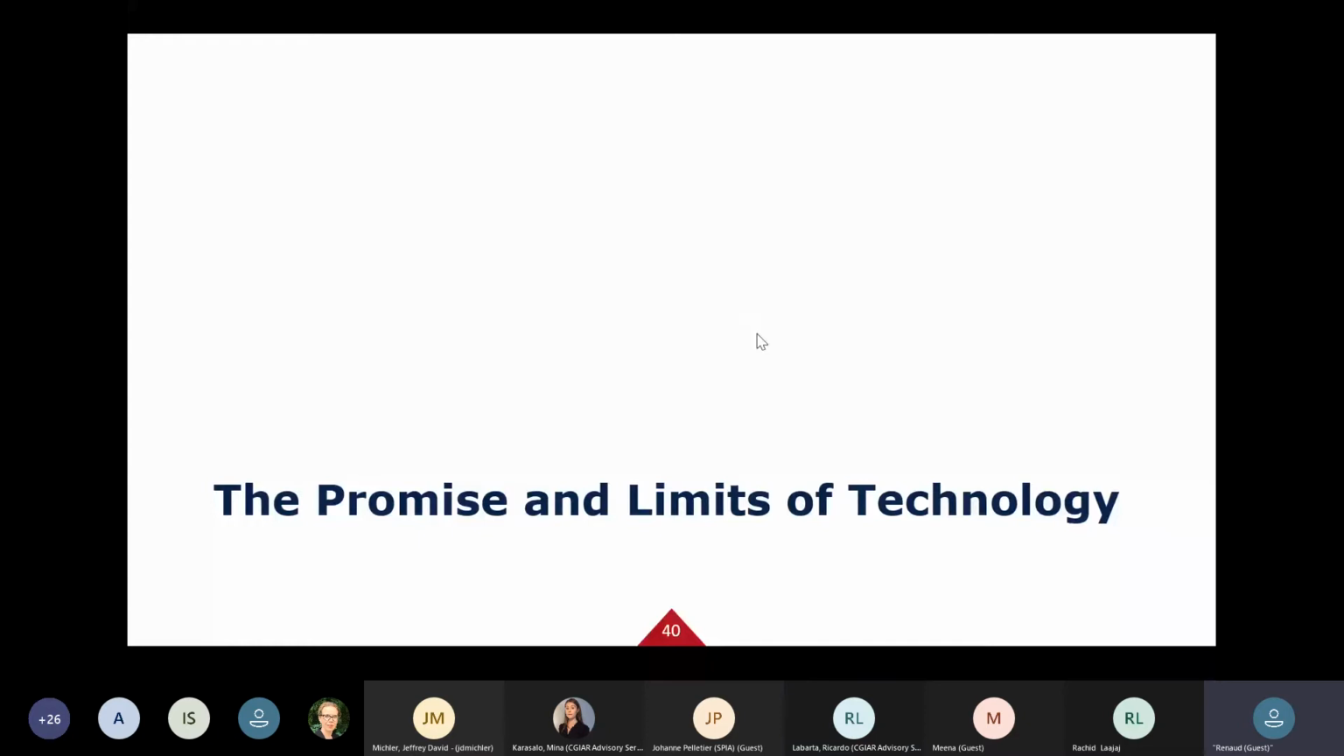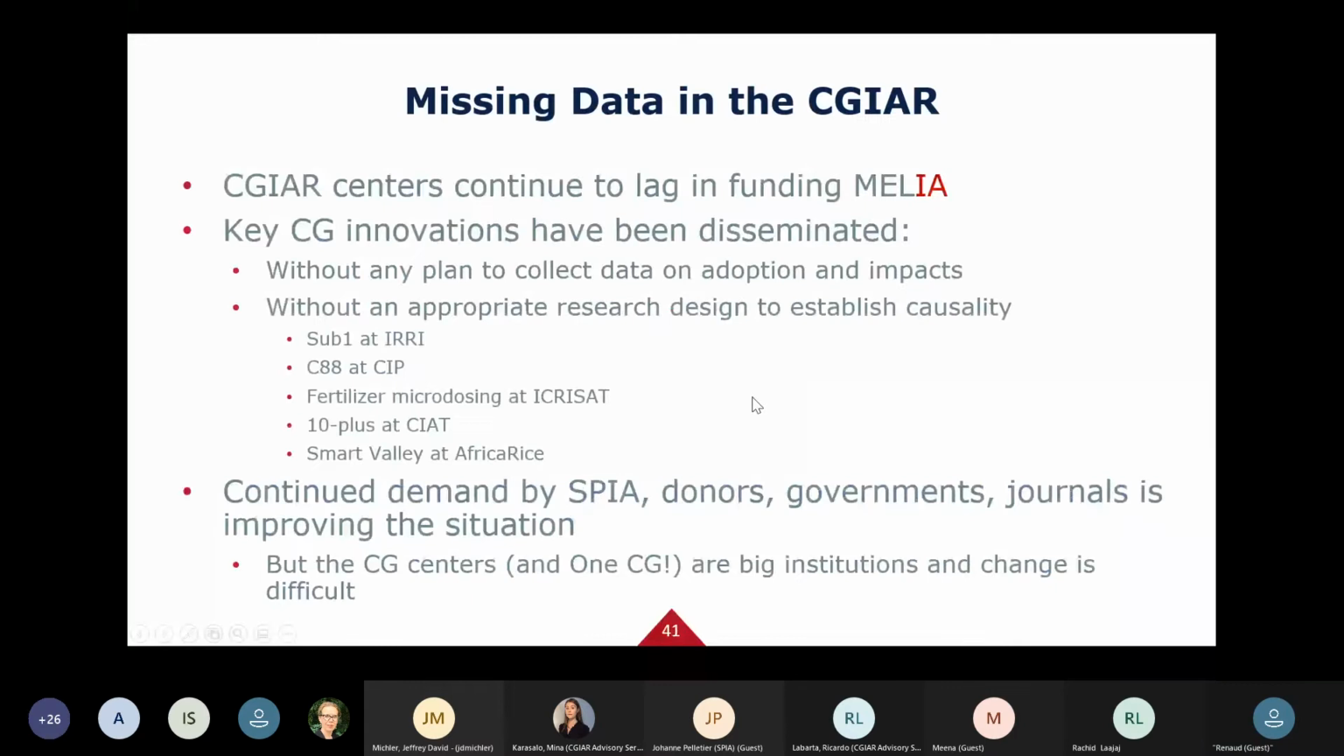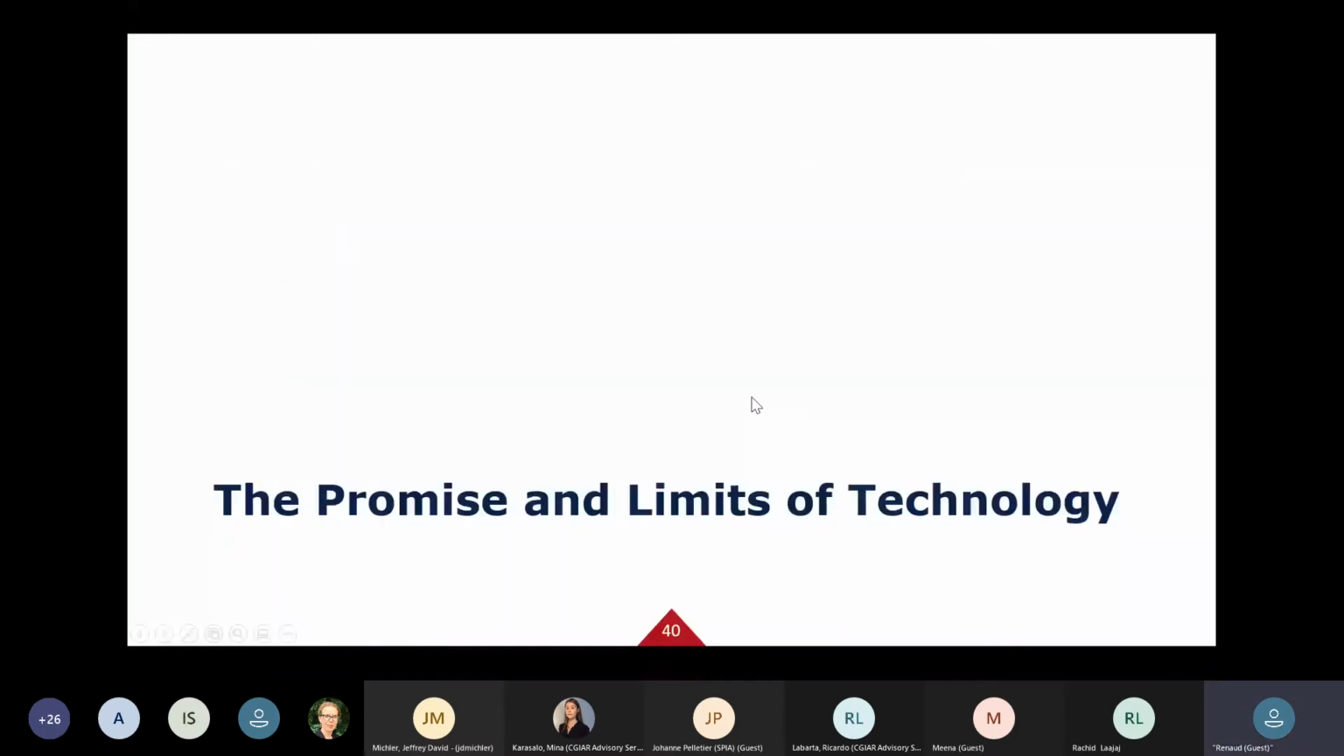So, in the last 10 minutes, I want to wrap up, or try to synthesize what we've learned from the project and from trying to see a call.